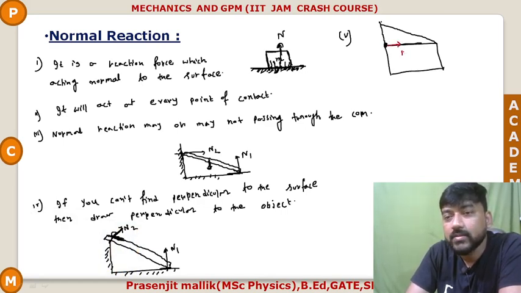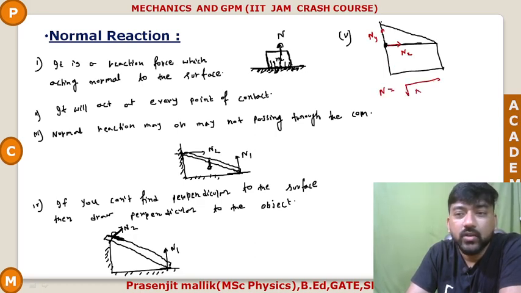One is nx and another is ny. So finally, when you solve the problem, you will get N, and that will be the square root of nx squared plus ny squared, and the normal direction will be along something like this direction, and the angle you can also find out by using tan theta equals ny by nx.